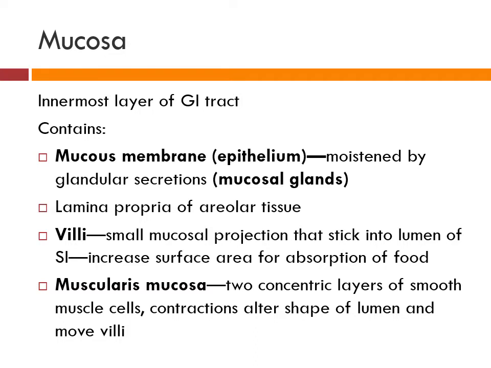And then also within the mucosa, we have a layer called the muscularis mucosa. The muscularis mucosa has two concentric layers of smooth muscle cells, and they can contract to alter the shape of the lumen and to move the villi. But don't confuse the muscularis mucosa with the muscularis externa, because we have some contractile function in the mucosa, and then we have additional smooth muscle layers in the actual muscularis externa.